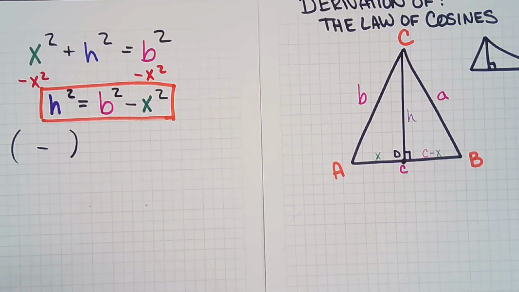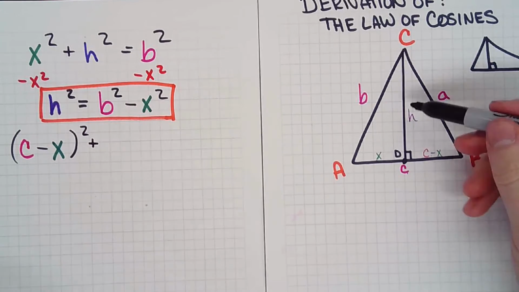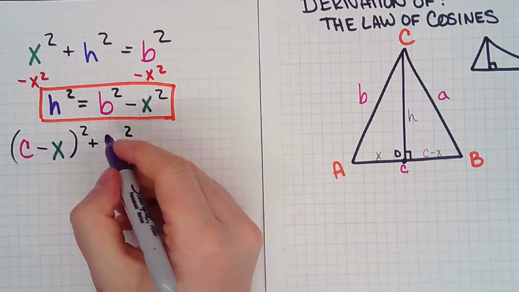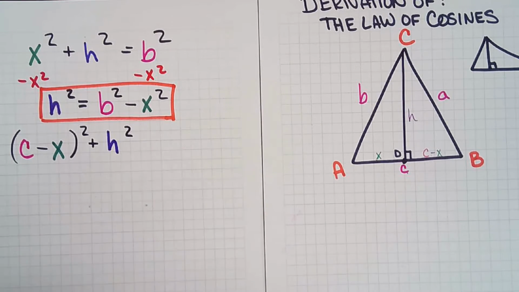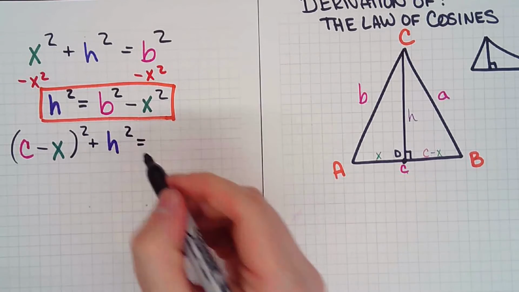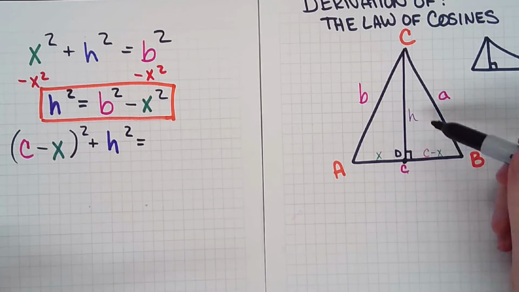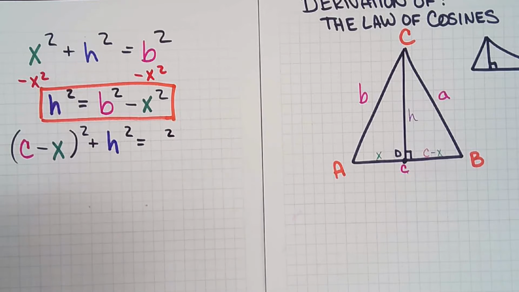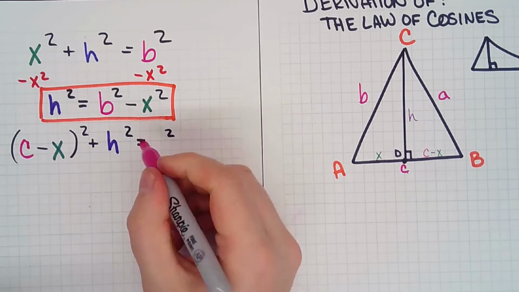C I did in pink, and X I did in green. And it's going to be that quantity squared, because that's our one leg squared, added to our other leg squared, which is, again, H. H I did in purple. And that's going to equal the hypotenuse squared. Well, the hypotenuse for the right side triangle is going to be A. So it's going to be A squared here. All right. So it's going to equal A squared.